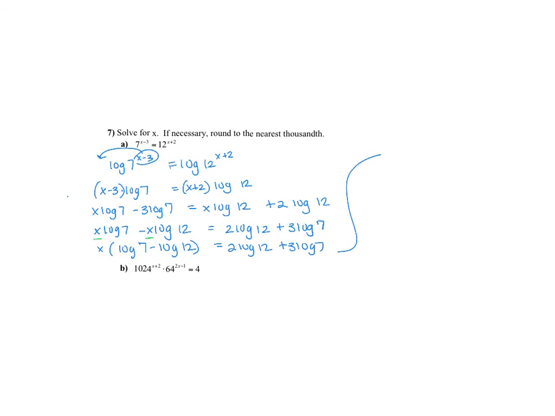I'm just going to move over here. So we're trying to solve for x, so we're going to divide both sides by log of 7 minus log of 12. So x is going to equal (2 log 12 + 3 log 7) divided by (log of 7 minus log of 12). And you can put this all in your calculator. Just make sure to use parentheses for the expression in the numerator and the expression in the denominator, and you will get x equals -20.051, rounding to the nearest thousandth. So please check the key. It's very thorough with the review problems.